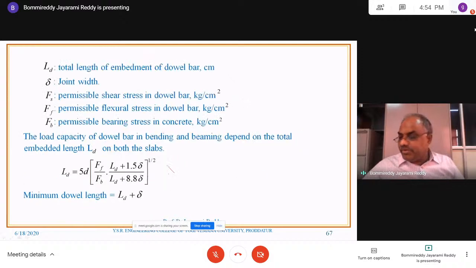And don't remember this formula also. So minimum dowel length on one side is Ld plus delta, and also Ld. Total overall length will be Ld plus delta plus Ld.